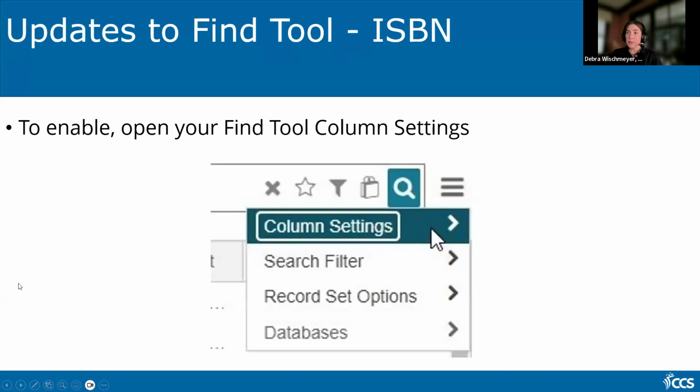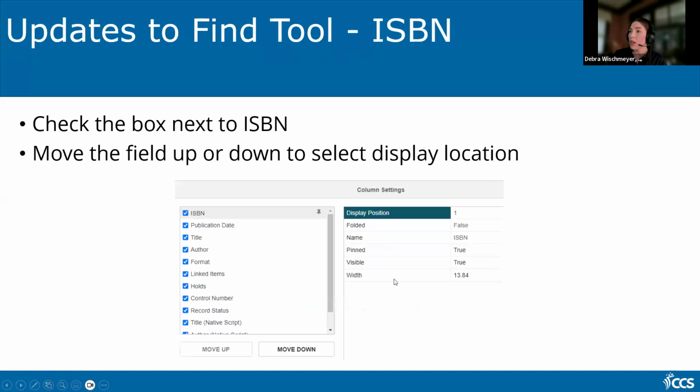To enable this setting, you will open your Find tool column settings and then check the box next to ISBN. You're able to move the field up or down to select your preferred location for that field in your search results. Again, this is optional to enable. By default, it will be disabled. But if you would like to enable the display of ISBN once we're live on 7.6, you can easily do that through, again, those Find tool column settings.